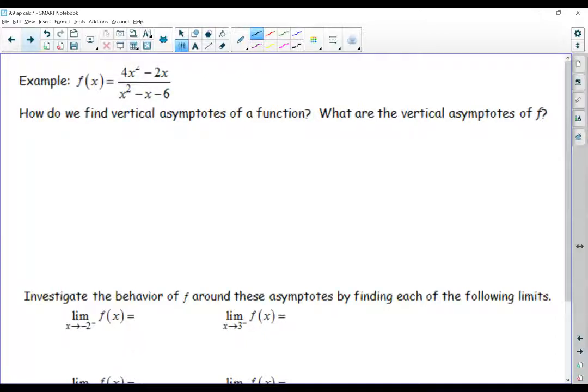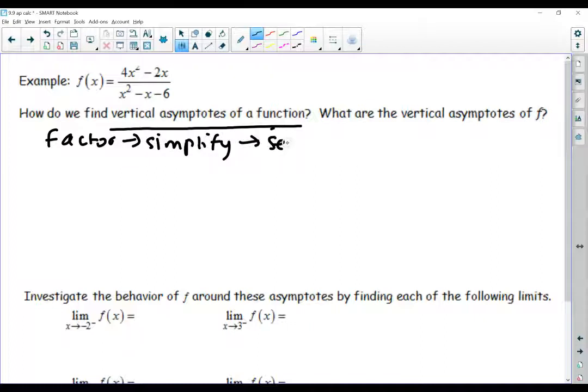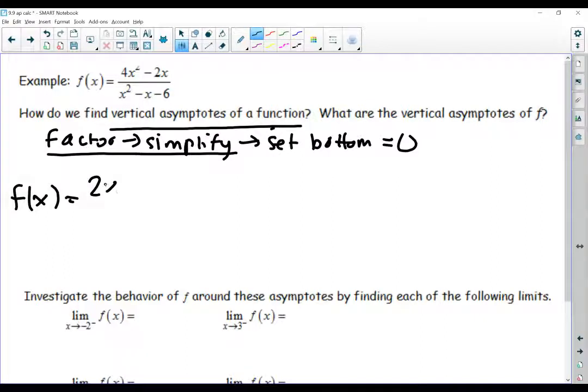Okay, so here in my first example, how do we find vertical asymptotes of a function? So here's what I want to make sure that you understand. There are 3 steps: factor, simplify, and then set the bottom equal to 0. Sometimes we have holes in graphs, so it's important that you do these 2 steps to make sure you don't miss any holes. So I'm going to factor f of x. When in doubt, always factor out.